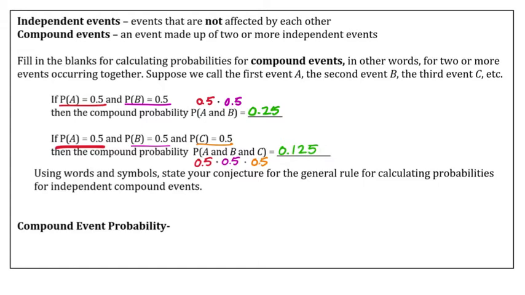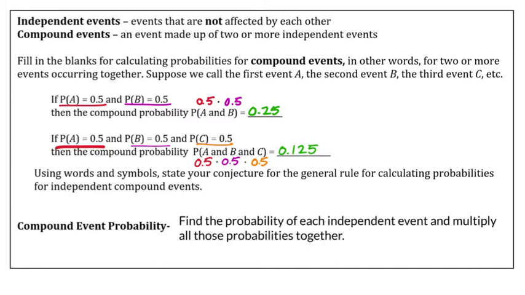Using words and symbols, state your conjecture for the general rule for calculating probabilities for independent compound events. And this is what I'm going to put. You may put something else if it makes better sense to you, but this is what I got: find the probability of each independent event and multiply all those probabilities together. Just like we saw on this one. They already gave us each of the independent probabilities, but we took each of them and multiplied them all together, just like we did with this first one as well.